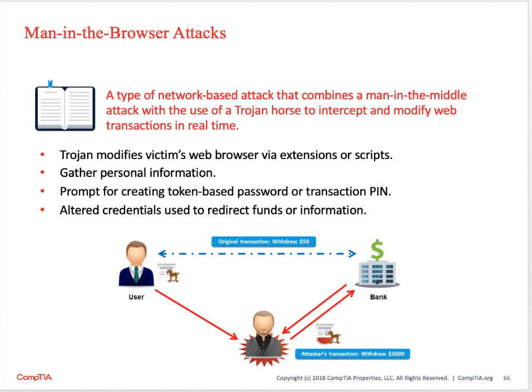The user may not notice the difference in their web browser, but the attacker can then gather as much information as they like, or maybe redirect funds when they're putting in information to the bank. So in this case, we have a user trying to talk to the bank. The user tried to withdraw $50, however, the man in the browser is going to withdraw $5,000 and keep that for himself.